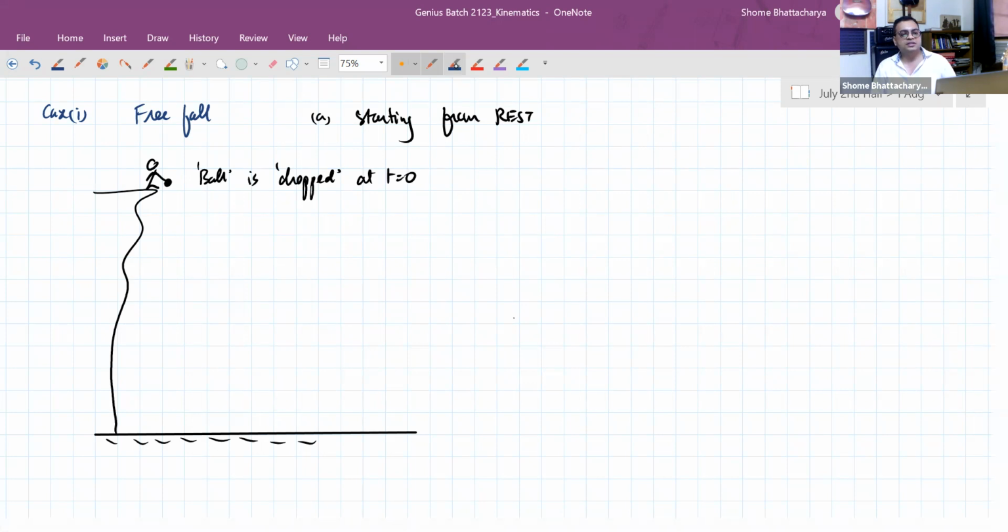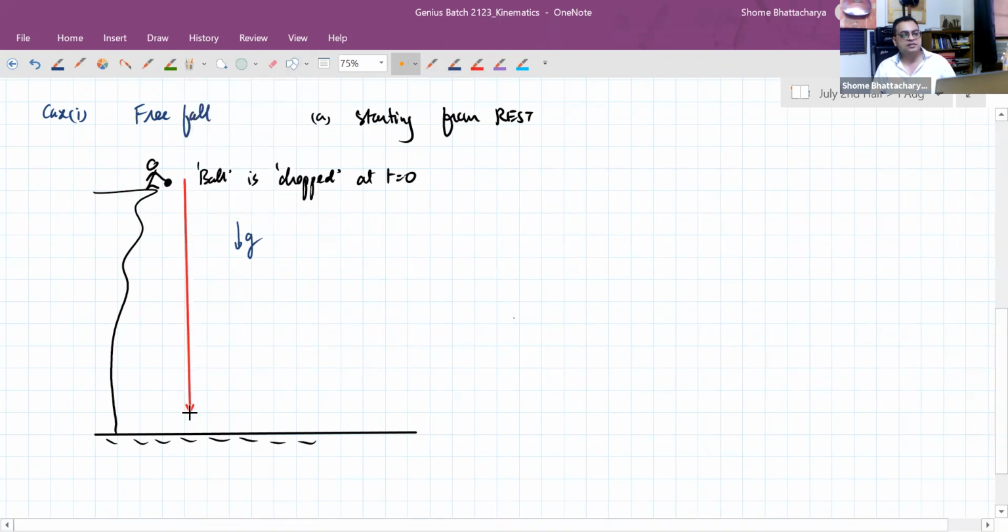So what happens in this case is, because it will go down because of gravity, and the gravity is in this direction, what we'll do is we'll take our reference axis downwards. Because we are free to select our reference frame as we like, we can take our reference axis downwards. We can take this as our y-axis or x-axis. It doesn't matter what we call it. So this is our reference axis, and the point from which he has dropped it, that point is the origin.